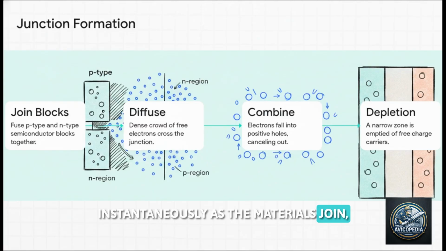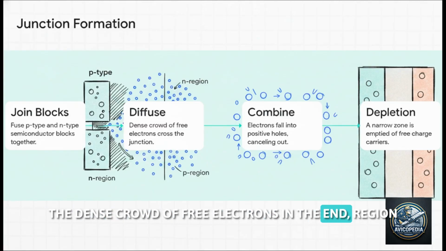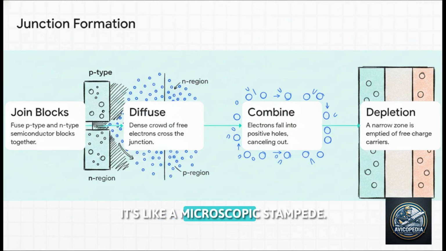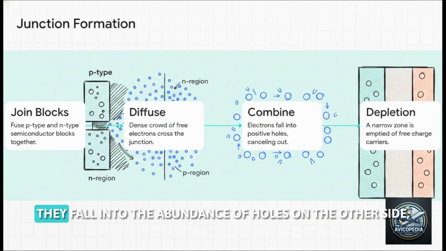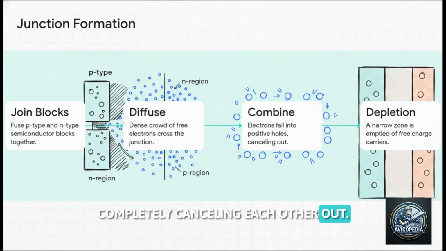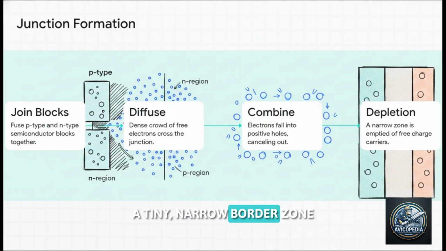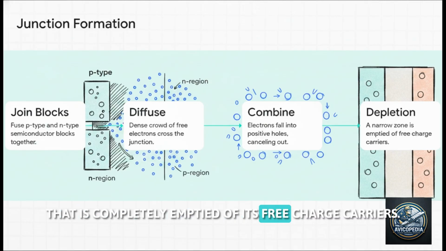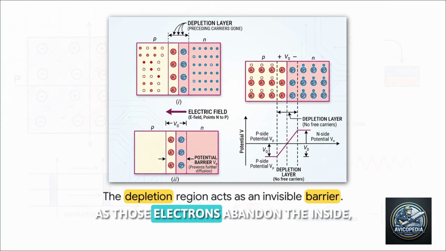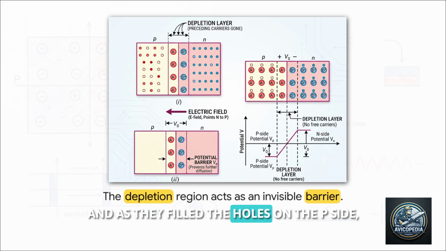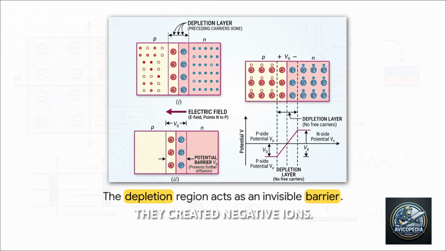As the materials join, the dense crowd of free electrons in the n region naturally diffuses across the junction. It's like a microscopic stampede. As they cross over, they fall into the abundance of holes on the other side, completely canceling each other out. This ultimately leaves what we call a depletion region, a tiny, narrow border zone that is completely emptied of its free charge carriers. As those electrons abandoned the n side, they left behind positive ions, and as they filled the holes on the p side, they created negative ions.